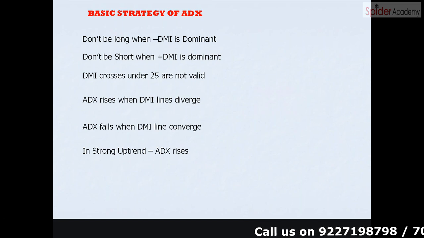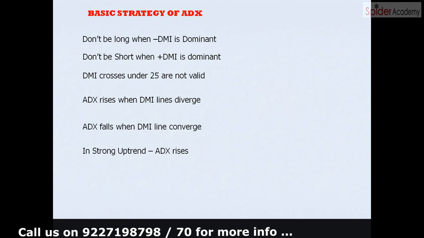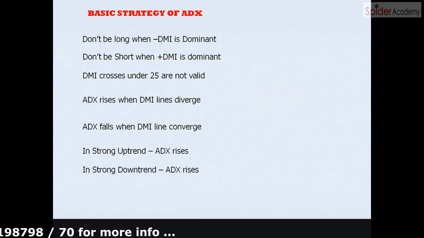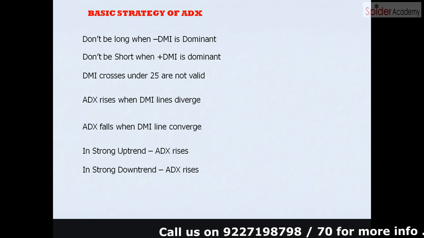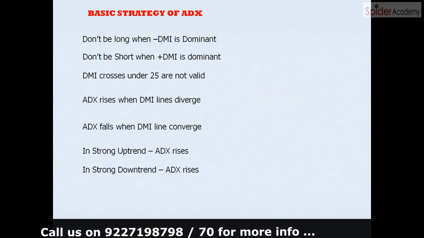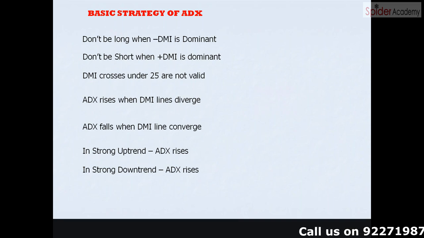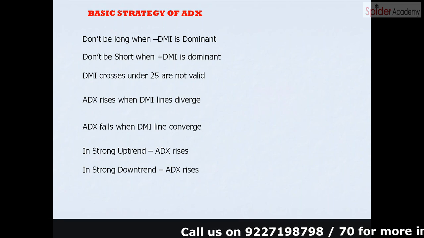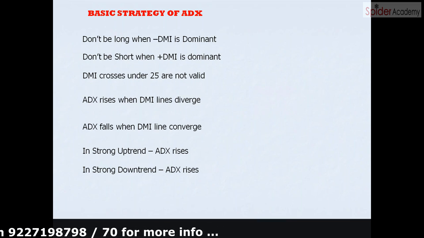In a strong uptrend, ADX rises. These are the conditions which you have to remember regarding trading with ADX. In a strong downtrend, ADX rises. Now this is confusing. In a strong uptrend, ADX rises. In a strong downtrend, also ADX rises. Yes, ADX is not a buy or sell indicator. So buy के टाइम भी अगर ट्रेंड है तो ADX ऊपर जाएगा, सेल के टाइम भी ट्रेंड है तो ADX ऊपर जाएगा. बाय और सेल तुमको रेड और ग्रीन लाइन दिखाएगी, लेकिन ADX दिखाएगा कितना स्ट्रेंथ है, कितनी स्पीड में ऊपर जाएगा.